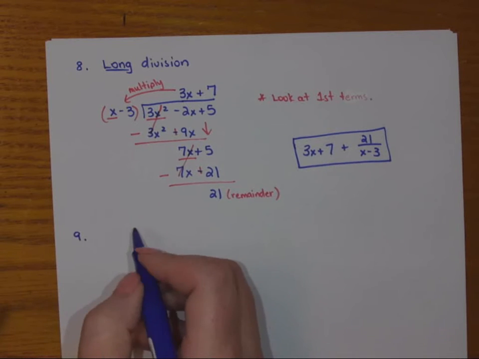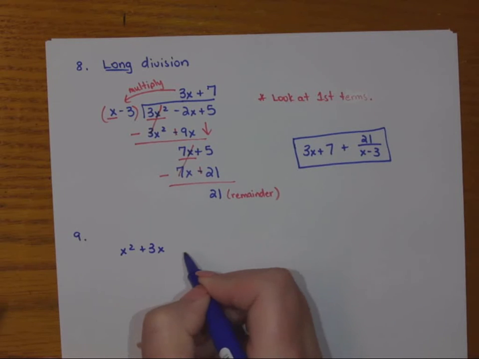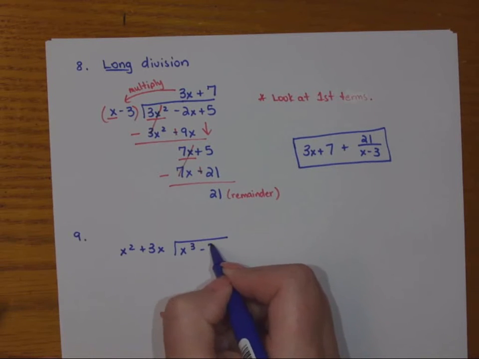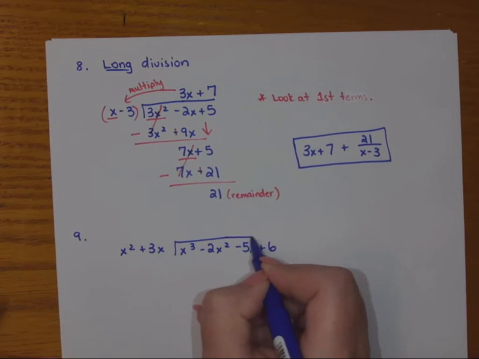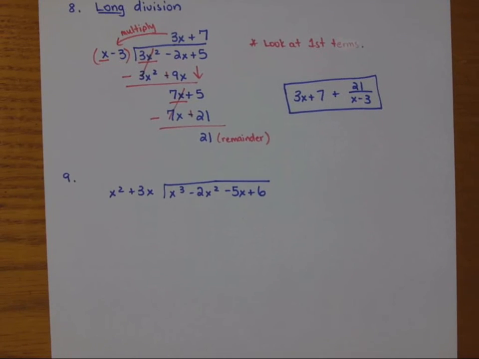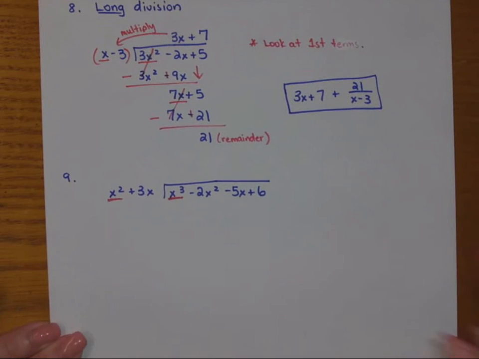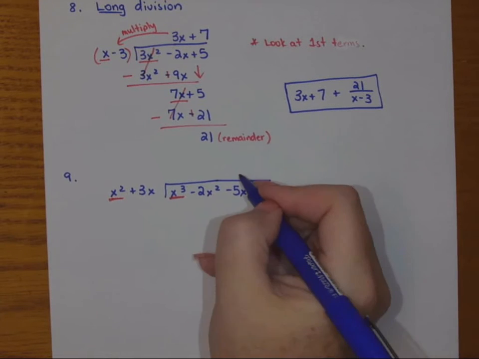Okay, so let's try another one. We'll divide by x squared plus 3x, and we're going to divide into x cubed minus 2x squared minus 5x plus 6. Once again, only look at the first terms and ask yourself, if you divided an x squared out from an x cubed, what would you have? And the answer is you would have x.